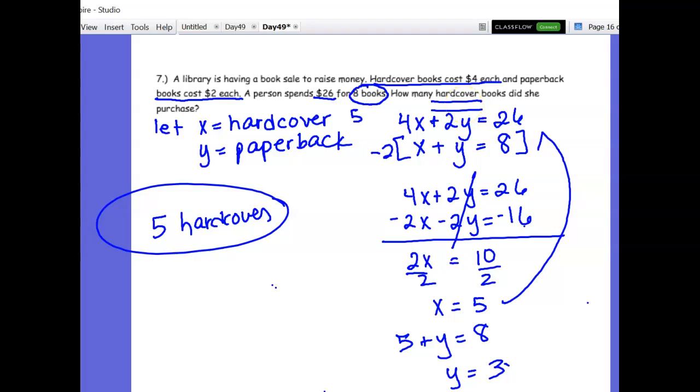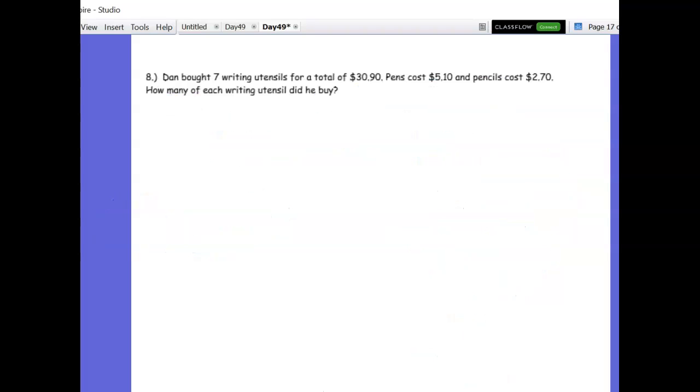Okay. Going on to the next word problem. Dan bought 7 writing utensils for a total of $30.90. Pens cost $5.10 and pencils cost $2.70. How many of each writing utensil did he buy? So our let statement here is going to be X is going to be pens, and let's do our Y being pencils. Okay, and I'm using X and Y simply because it's actually easier to check with Desmos, because you need to use your X and Y variables for Desmos.